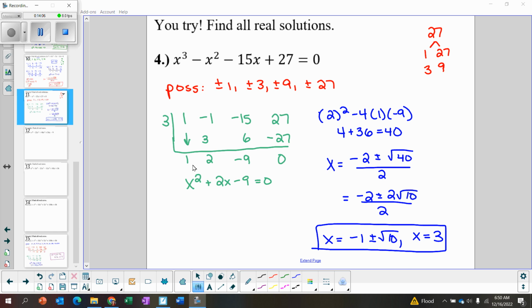I put x squared plus 2x minus 9, which when I put into the quadratic formula, I get -2 plus or minus 2 radical 10, because the square root of 40 is really 4 times 10. Square root of 4 is 2. Reduce everything here by 2. We get -1 plus or minus square root of 10. And our x equals 3 from the beginning.